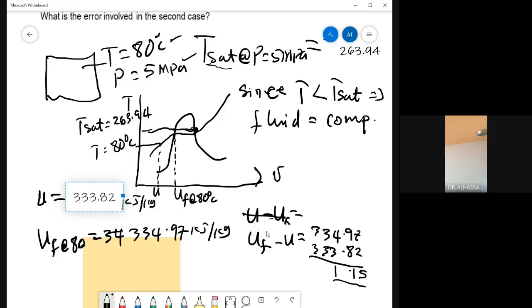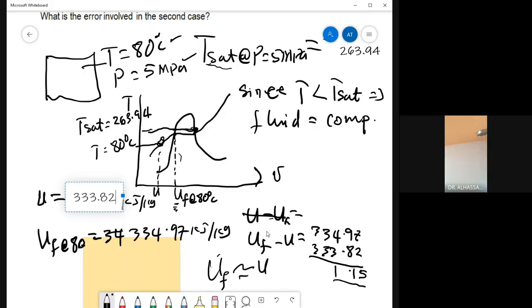So what I want you to know over here is that whenever you want to determine any property, either water or refrigerant, if the fluid happens to be in the compressed liquid region, you can also approximate it and take its property at the saturated liquid state. So the difference is not so big. If you take all the properties, either the internal energy, the enthalpy, or the entropy at this state, the result is going to be approximately the same. So this indicates that UF is approximately equal to U.